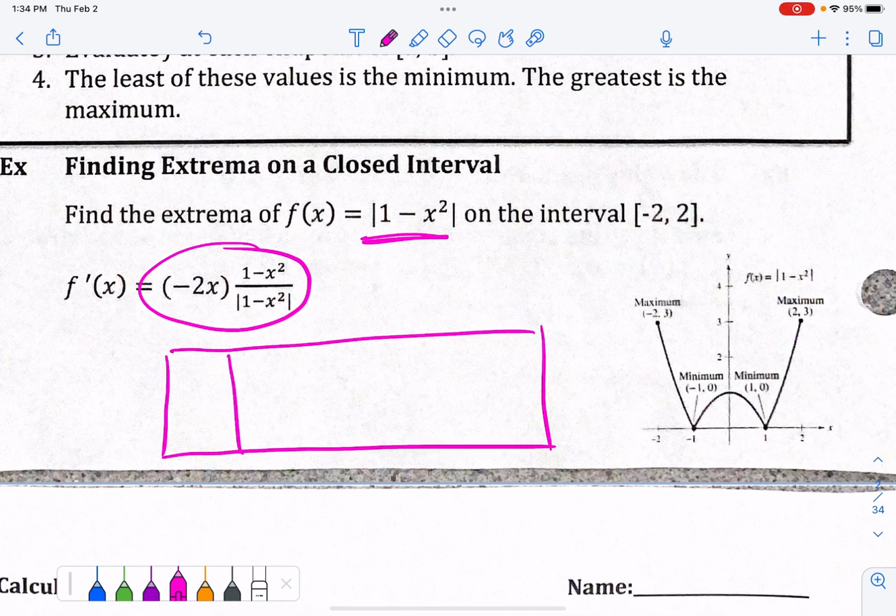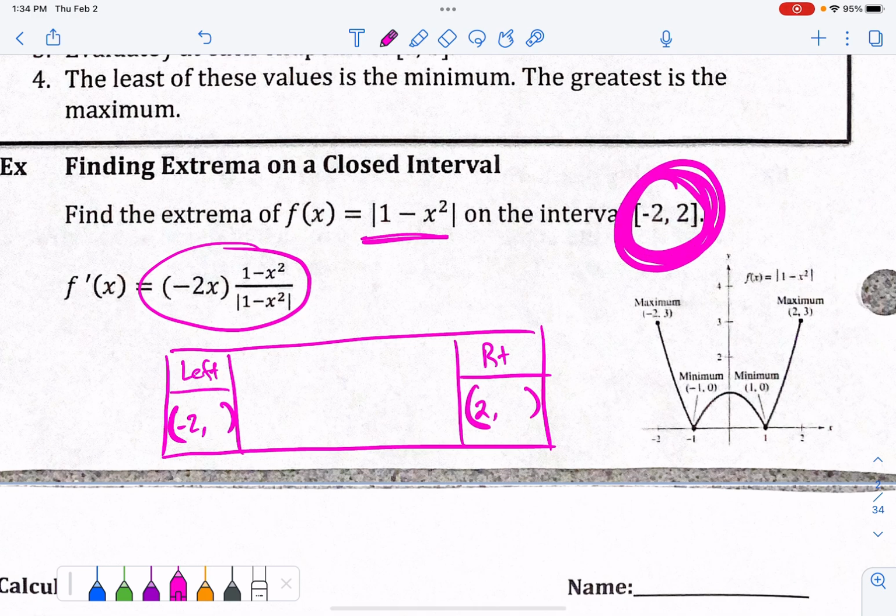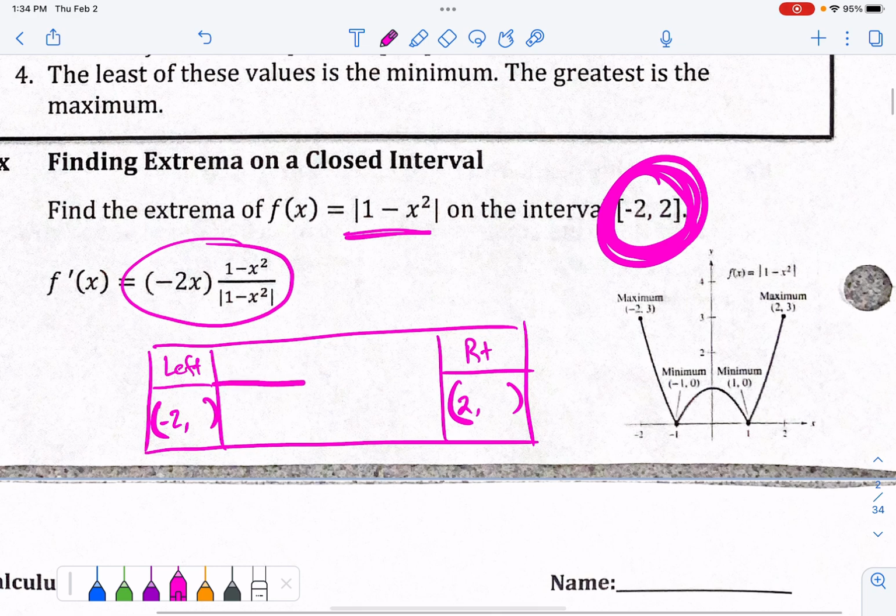So I'm going to do a left endpoint, a right endpoint. My left endpoint is at -2 comma something. My right endpoint is at +2 comma something. Do you see where I get that information from? Now, I have no idea how many critical values I have in the middle. No clue.